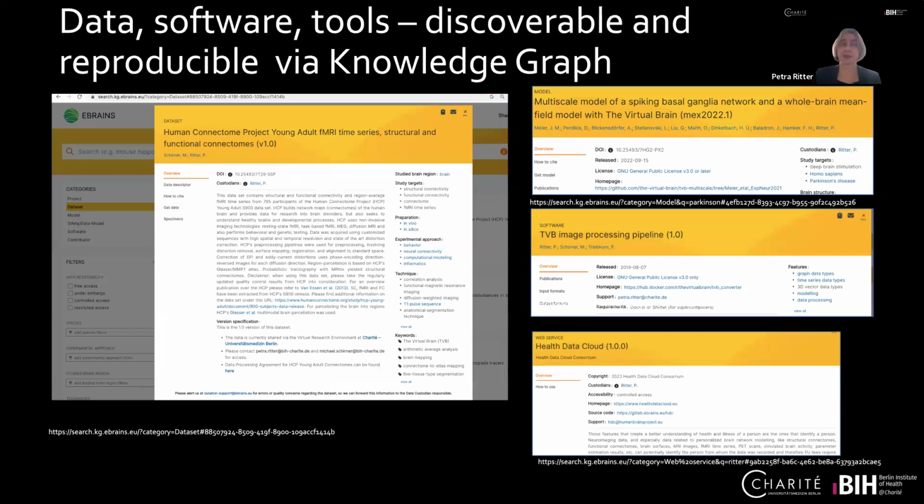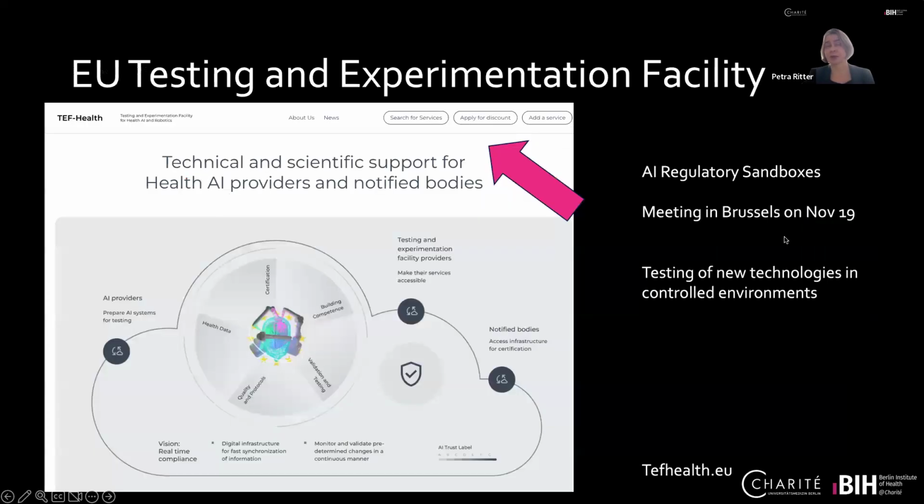And here you see a nice resource of EBRAINS. If you go to EBRAINS, you will find the knowledge graph there, where the data sets, the models, the software, much of the software I have shown to you can be discovered via knowledge graph search and can be reused. And this is a website of the testing experimentation facility that I just mentioned, where you find the professional services for certification and validation of such technologies. And with this, I thank you for your attendance and for your interest, and I would be available for questions.